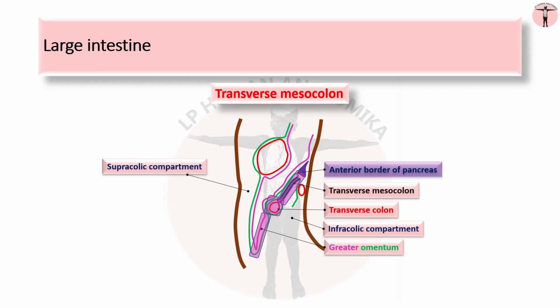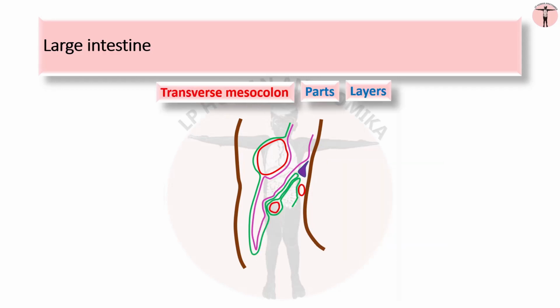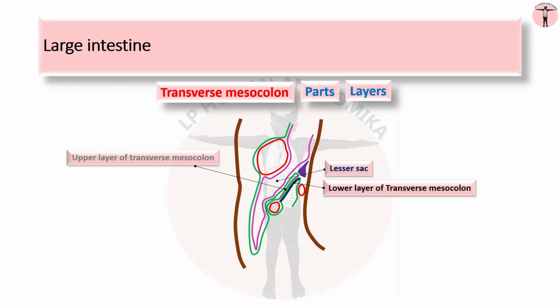The contents of the transverse mesocolon are middle colic vessels, lymph nodes, lymphatics, and nerve plexuses embedded in loose areolar tissue containing a variable amount of fat. The transverse mesocolon has two layers. Upper layer related to the lesser sac, lower layer related to the greater sac.